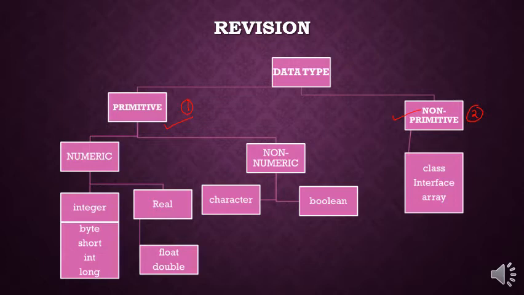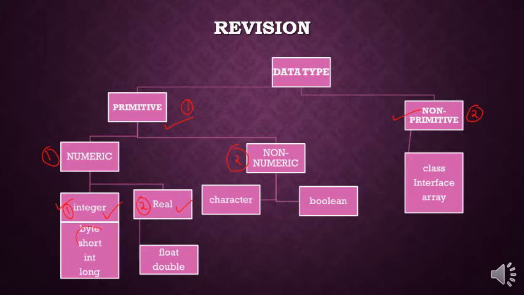The third point is that a primitive data type is again divided into two parts: numeric and non-numeric. A data type that stores a numeric value is known as a numeric data type, and a data type that stores non-numeric values like character and boolean is known as a non-numeric data type. Numeric is again divided into two parts: integer and real. An integer numeric data type represents the whole value and real represents the decimal value.